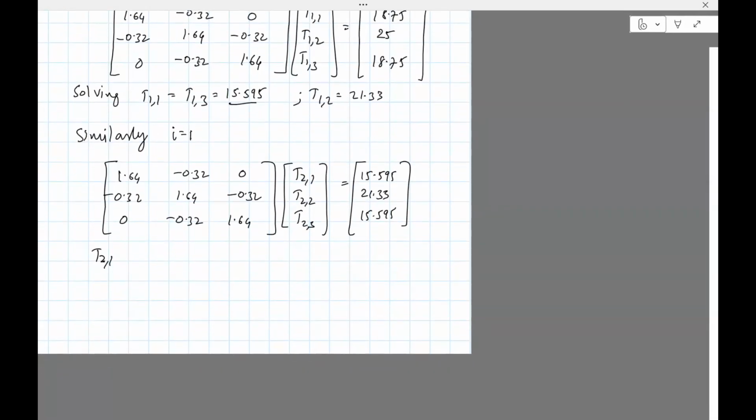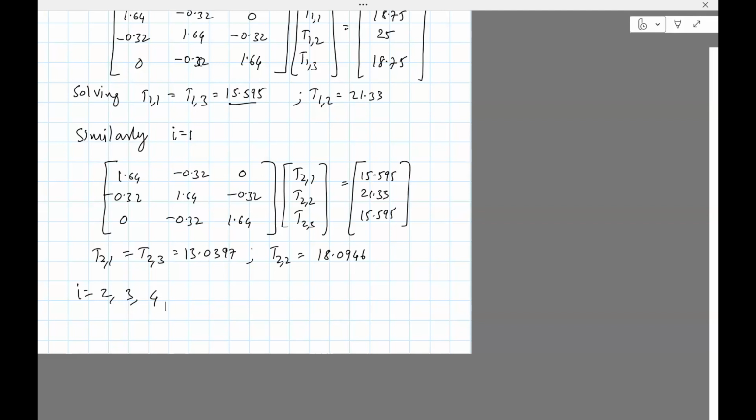So T21 is T23 equals 13.0397, and T22 is 18.0946. Now you need to continue this for i equals 2, 3, 4, and 5. Okay, but you can see that, so not 5, just till 4. But you'll see that it's a pattern. It's not very hard to identify this pattern and then just use it to advantage.